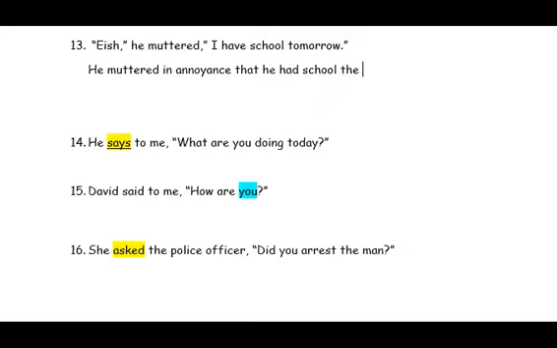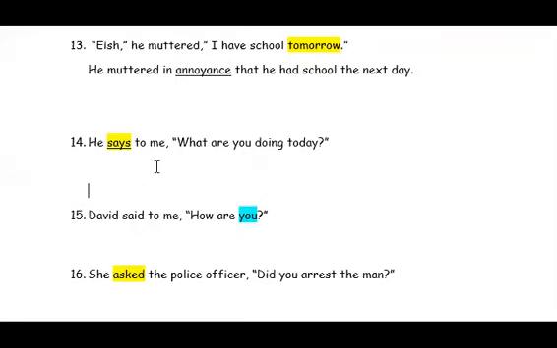Tomorrow changes to the next day, right? Okay, so just remember your tense. Your tense is muttered, so it will be past tense. Everything here changes into the past tense, and it's very important to remember what I said about interjectives. The next type of sentence is a question. All right, so here another rule comes into play.